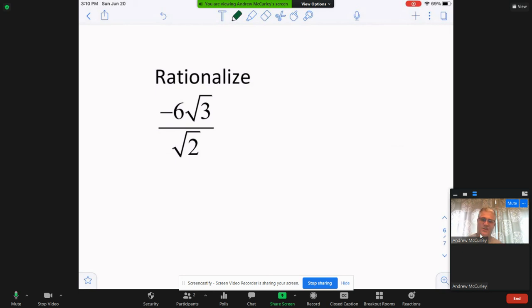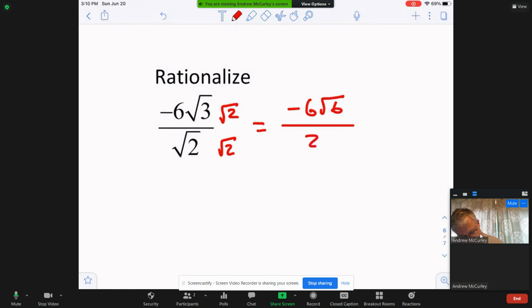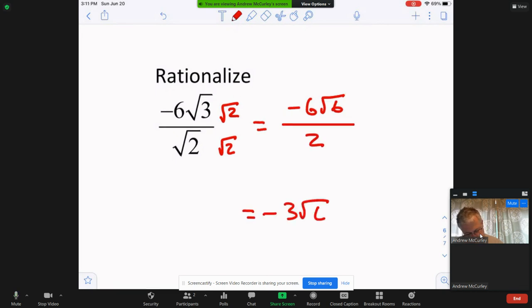So what we have to do to rationalize is get that denominator out of, or that radical out of the denominator. So what we do is we multiply by the square root of 2. So that means square root of 2 times square root of 2 is 2. But if we do it to the denominator, we have to do it to the numerator. We end up with negative 6 root 6 all over 2. 2 goes into negative 6. So that's going to be negative 3 root 6. So just keep reducing as much as you can. Rationalizing is kind of a form of reducing. All right. Let's move to the next one.